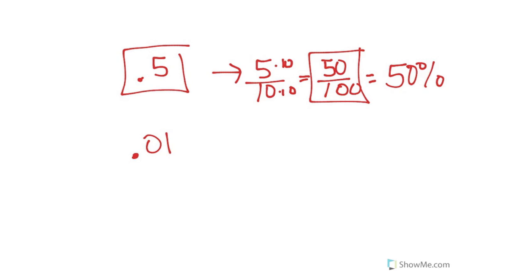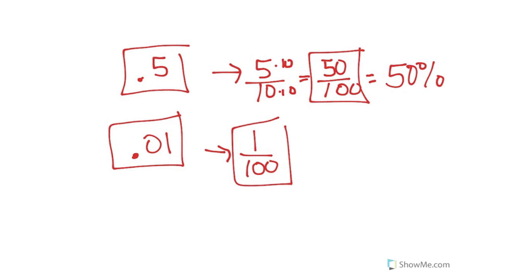0.01. If I read it correctly, that means 1/100th. That means 1 out of 100. And guys, this one I don't need to go any further because this is already out of 100, so that means 1%. See? Super duper easy. Let's try a few more.